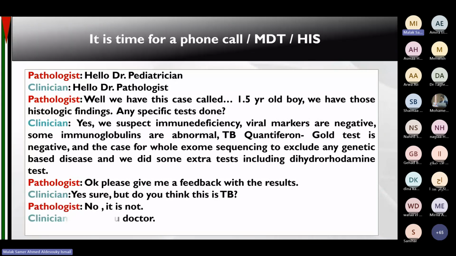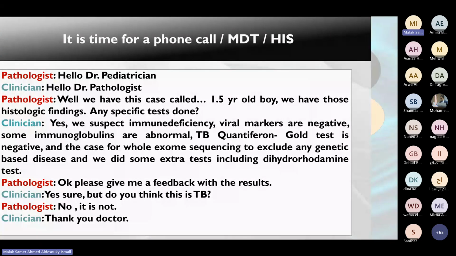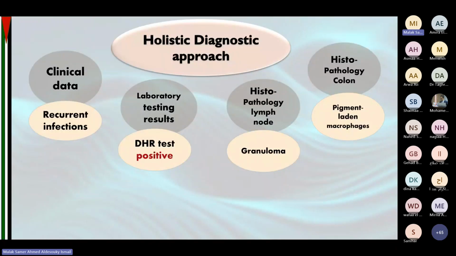So our concept here is a holistic diagnostic approach. We have our clinical data of recurrent infections and lymphadenopathy. We've received the test result for the dihydrorhodamine test, which turned out to be positive, and we will talk about this test later on.